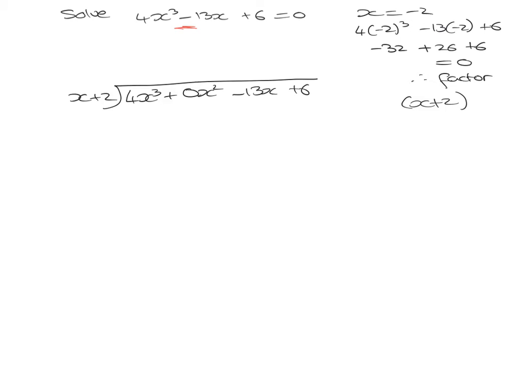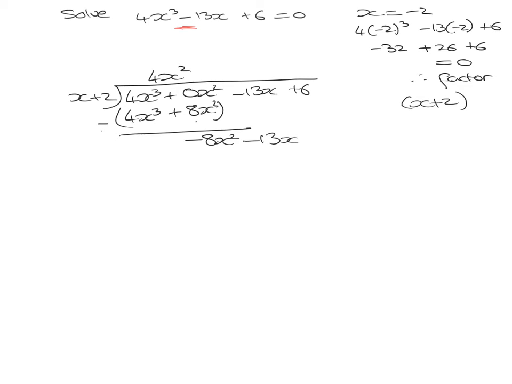So start with 4x cubed divided by x gives us 4x squared. 4x squared times x is 4x cubed. 4x squared times 2 is 8x squared. And now you can see when we subtract, this is why we needed the 0x squared, because the x cubed terms will cancel. But then you've got 0x squared minus 8x squared. So that's going to give you negative 8x squared. We couldn't have subtracted it from an x term because they're not like terms.